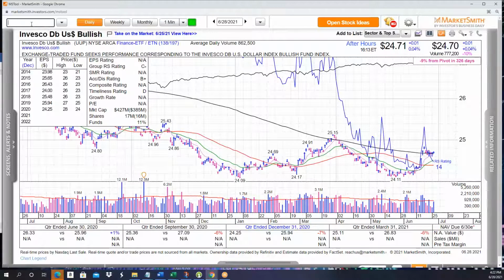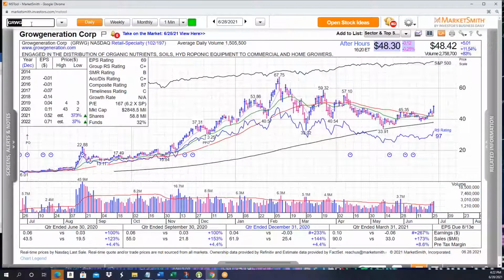So let's get into the leaders of the day first. Grow Generation, monster day, up 12% on 83% above average volume. This is one that I was actually shaken out of in my beta test portfolio last week, and one where I just bit the bullet and bought it back today on really solid strength. I bought it around 46.80.